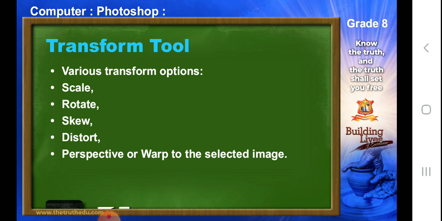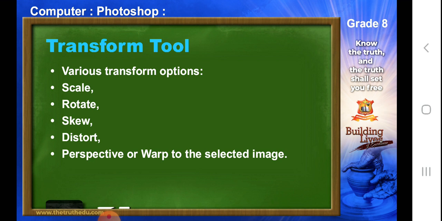Next is skew. What does skew mean? Students, skew means something that doesn't have any particular shape. It can be a different kind of shape which has no defined path. So a skew slants an item vertically and horizontally also. We can drag the side handle to skew the image.